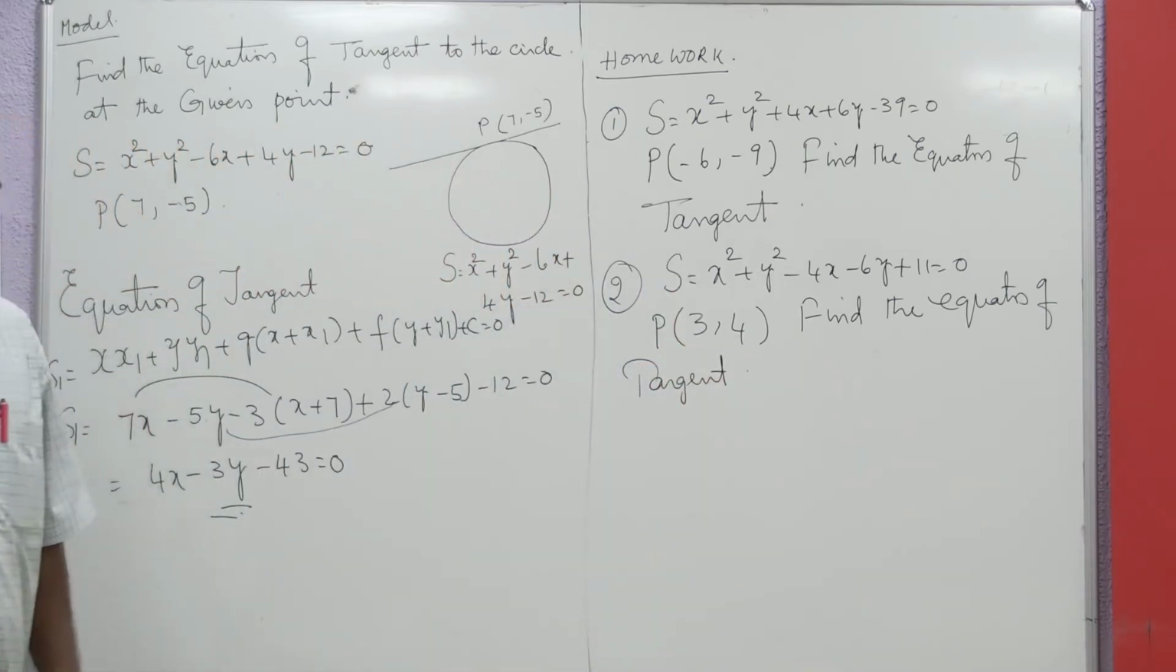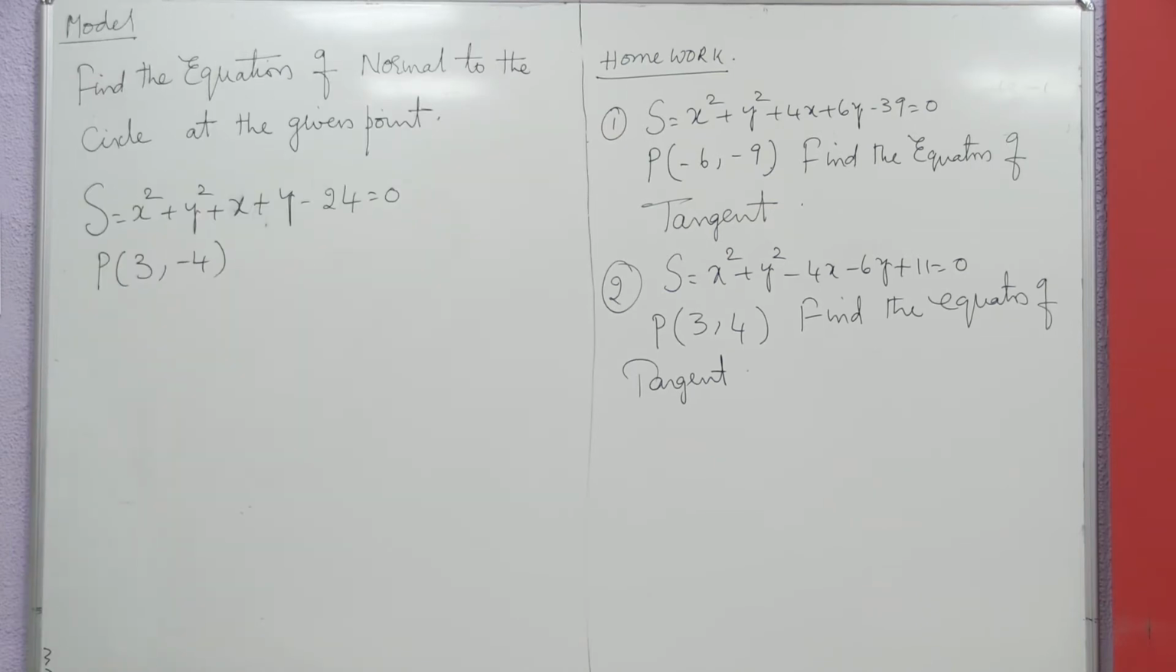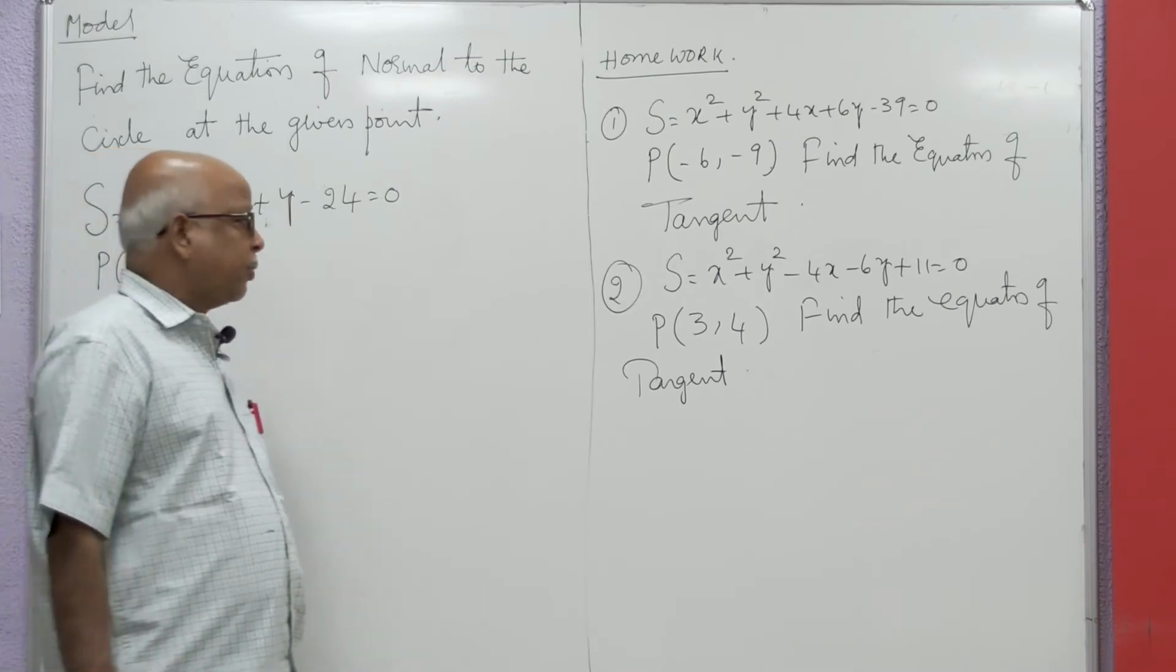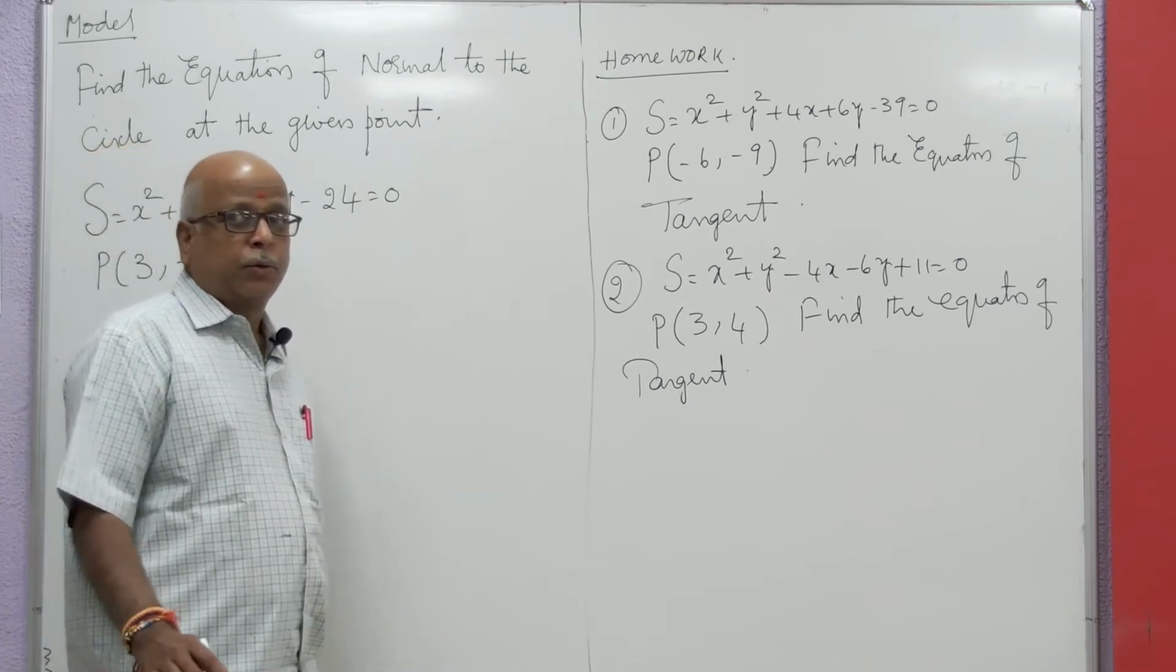These two problems you take as homework. Find the equation of normal to the circle at the given point. Here, the circle equation is x square plus y square plus x plus y minus 24 equal to 0, and the given point is 3 comma minus 4.